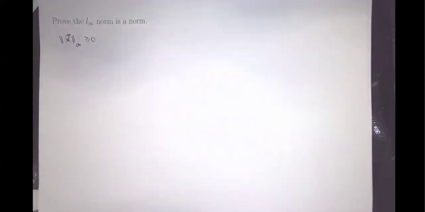In this example, we're going to prove that the max norm is a norm. So there's a couple of things that we need to prove here. We need to prove that for any vector x, the max norm is greater than or equal to 0, and that it's equal to 0 if and only when x is a 0 vector.